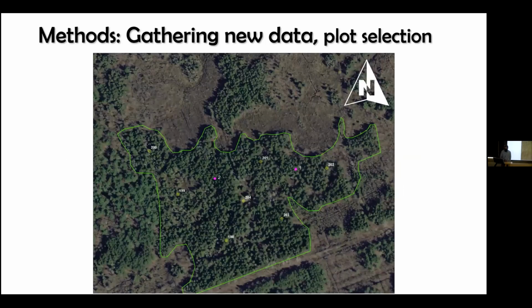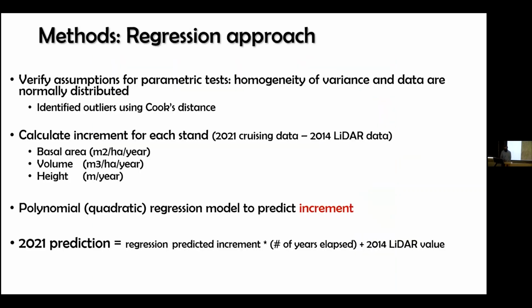Here you can see how the plots were laid out. I used a 50-meter fishnet grid with a buffer around the stand edges and roads, and used a random number generator to select each plot. I went with about 1 plot per hectare in natural stands and 1 per 5 hectares in conifer plantations.